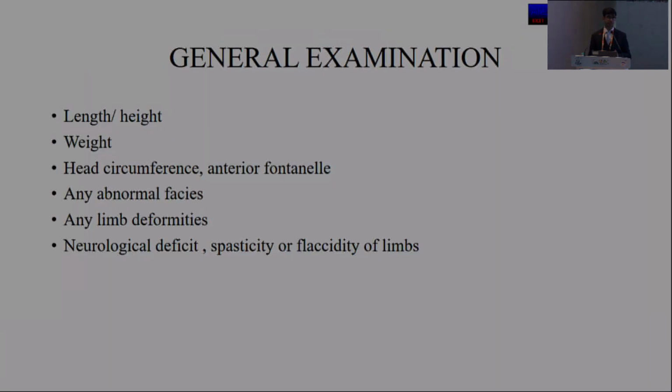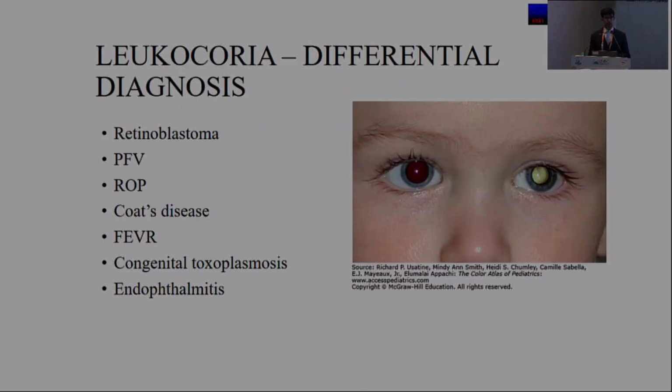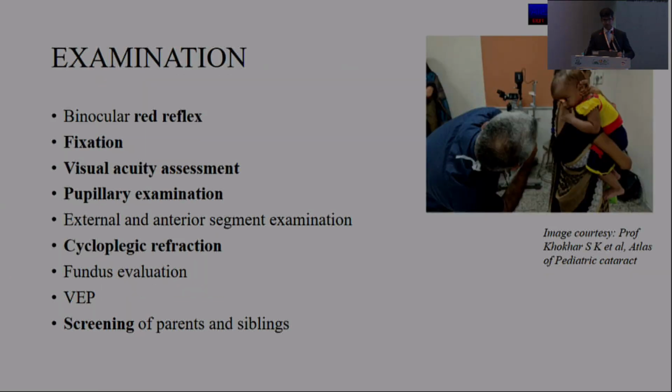And general examination is very important. As we have seen, there are certain metabolic causes associated with these cataracts. Like this is a case of microcephaly seen in congenital rubella syndrome. Leukocoria, whenever the kid presents, we have to keep other differentials in mind as well, including retinoblastoma, PFV, ROP, and Coats disease. And examination includes primarily doing a distant direct ophthalmoscopy first, having a good assessment of the red reflex.